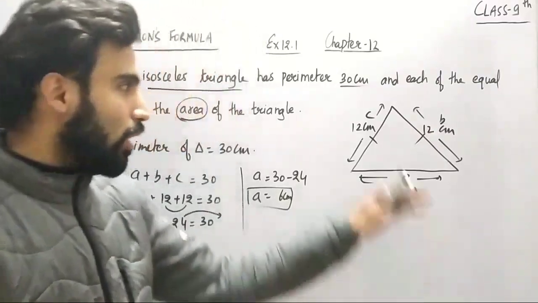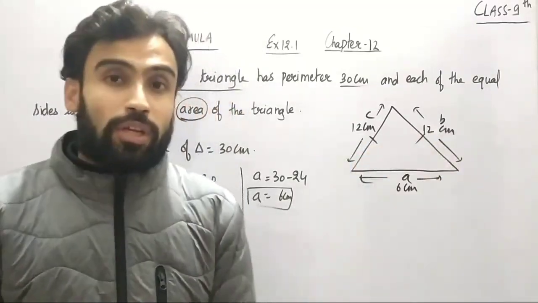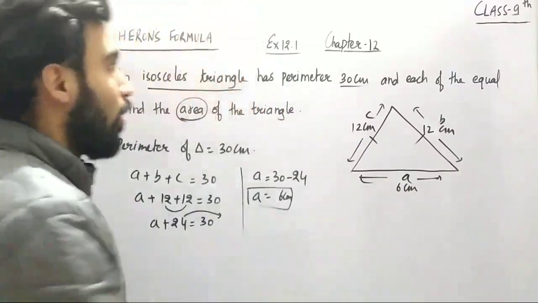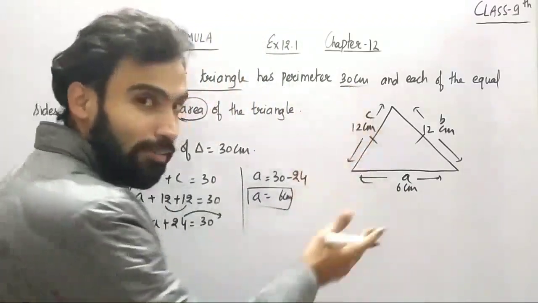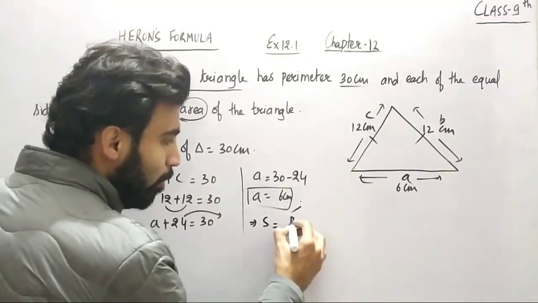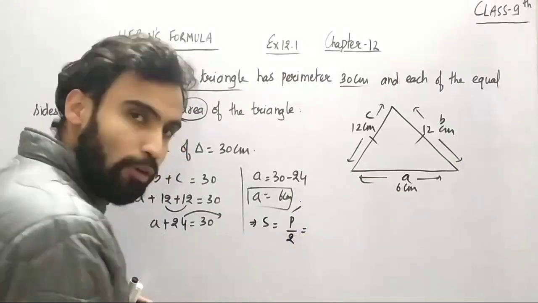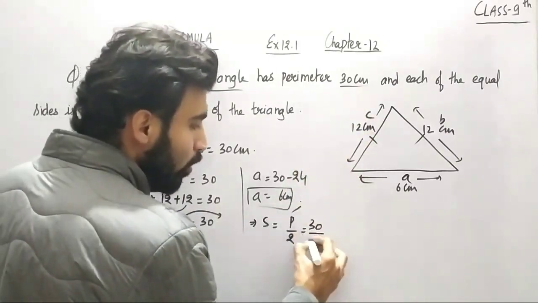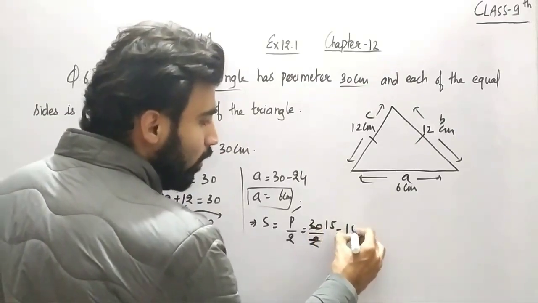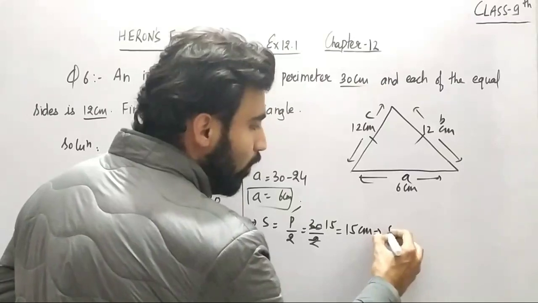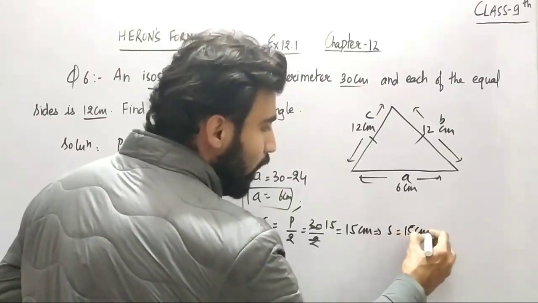Now as we know the three sides, it's time to find out the semi-perimeter, which is half of the perimeter, right? Now here you can see the perimeter is already given. So the value of S will be, you can see, P upon 2. That means half of the perimeter. So what is the perimeter here? That is 30 divided by 2. So if I reduce this, we'll get 15 centimeter, right? So you can see here, we have got the value of S here, that is 15 centimeter.